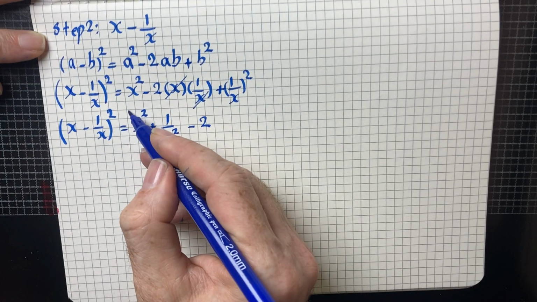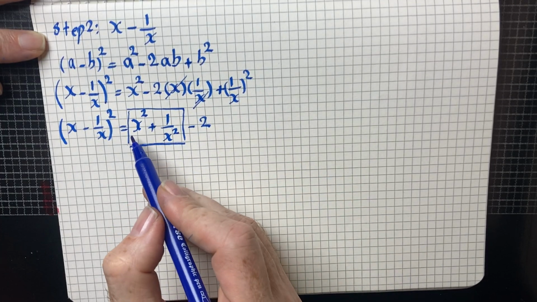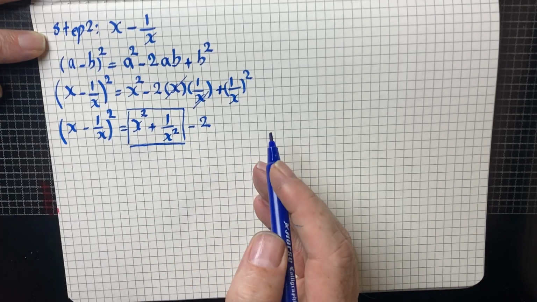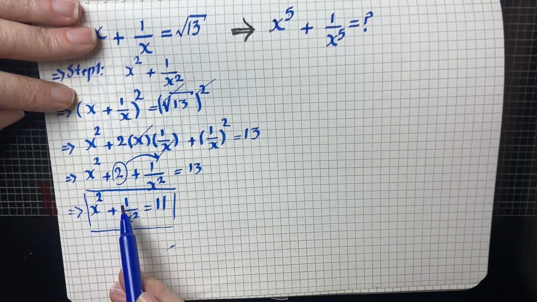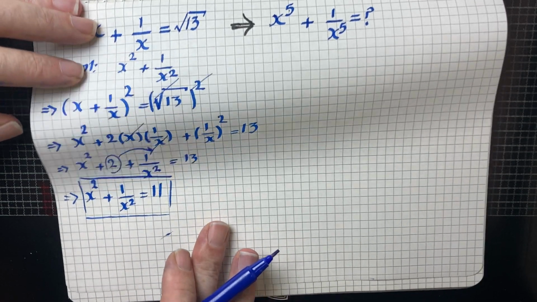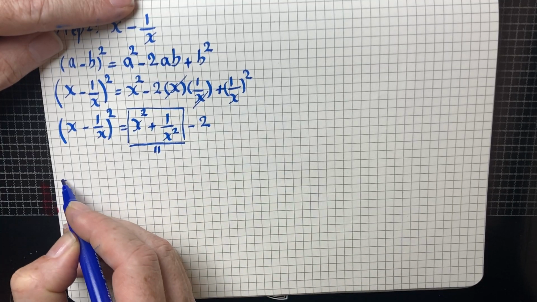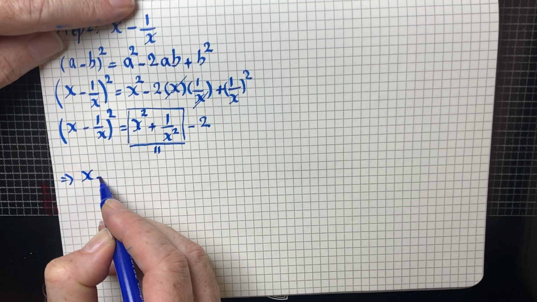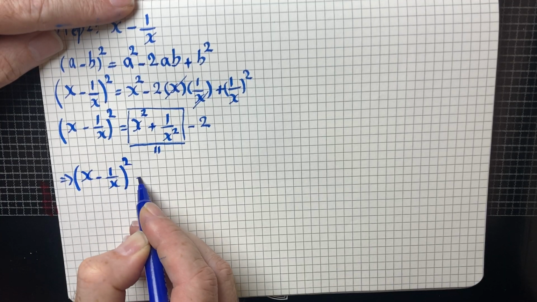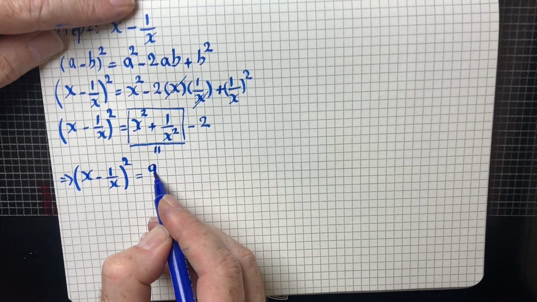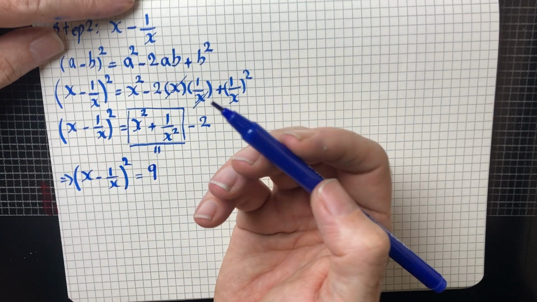Now, from step 1, we have calculated the value of x to the power of 2 plus 1 over x to the power of 2. Let me show you. x to the power of 2 plus 1 over x to the power of 2 equals 11, right? So this is 11. So x minus 1 over x to the power of 2 is going to be 11 minus 2, or 9. But we are going to find the value of x minus 1 over x. What should we do?